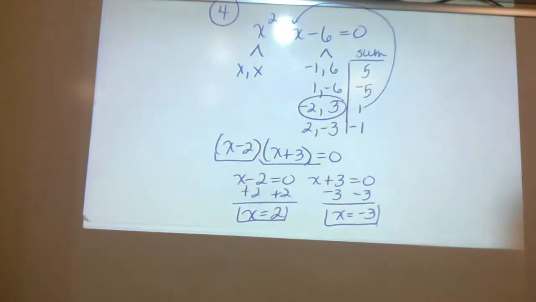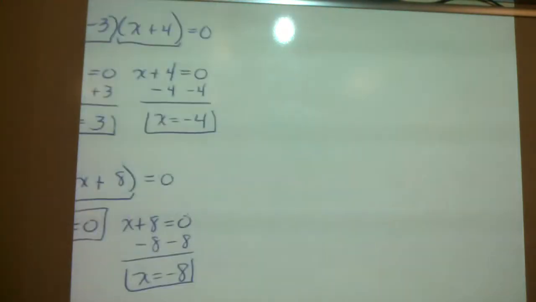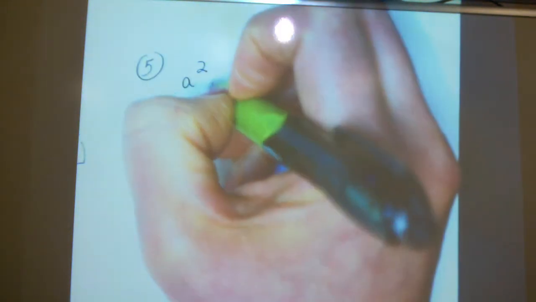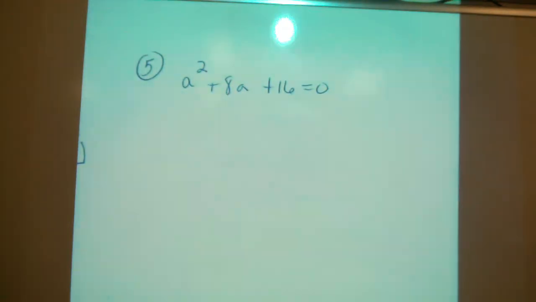Let's take a look at the next problem, number 5. Number 5, I've got a squared plus 8a plus 16 is equal to 0. All right, first thing I'm looking for is a GCF. I don't see it. Let's factor the trinomial.